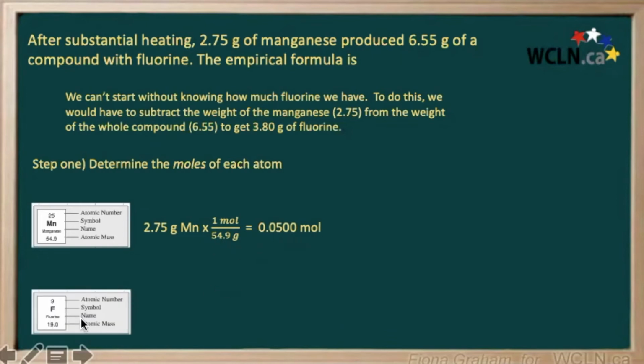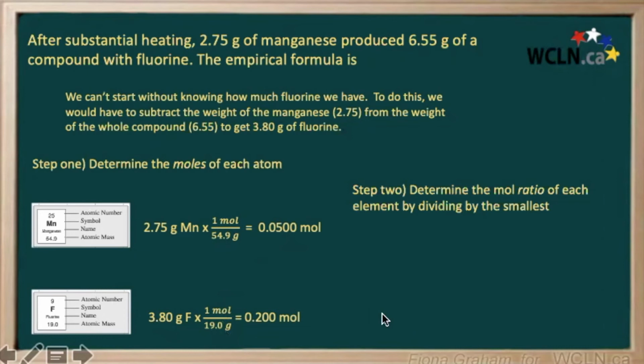We'll do the same thing for fluorine. We have 3.8 grams, and our conversion fraction here says that 1 mole of fluorine is 19 grams. So if we divide 3.8 by 19, we get 0.2 moles.